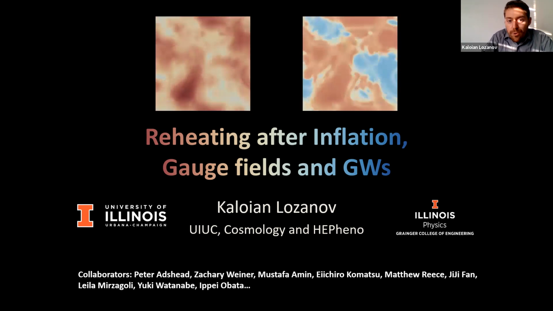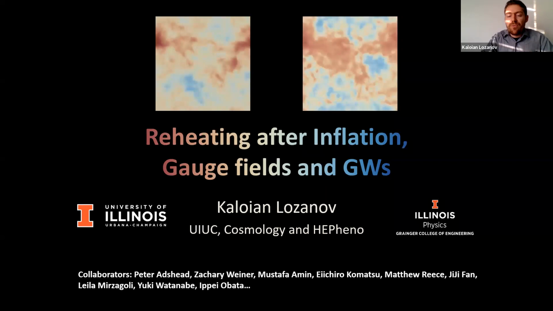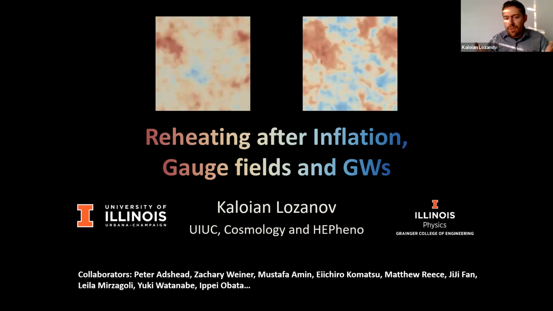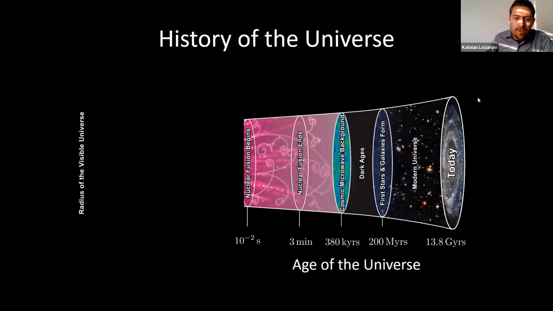But before I do any of that, let me give you a very brief overview of our current understanding of the history of the universe, so that we can put my works into a more concrete context. Okay, so at very early times, the universe was hot and dense. Matter was in the form of plasma. As this plasma cooled with time, the first light elements formed.